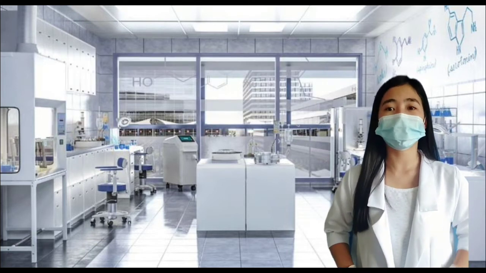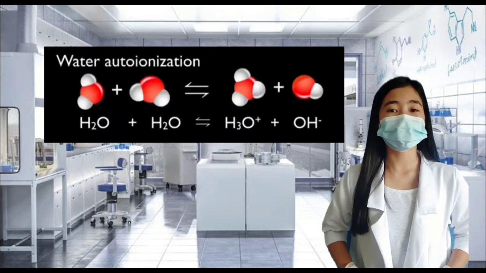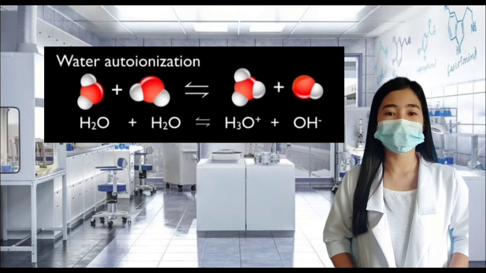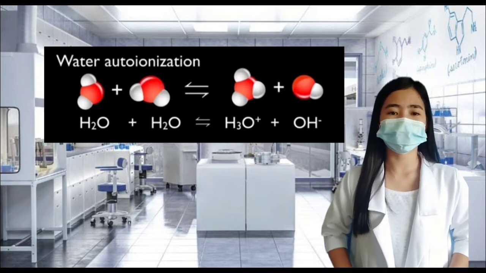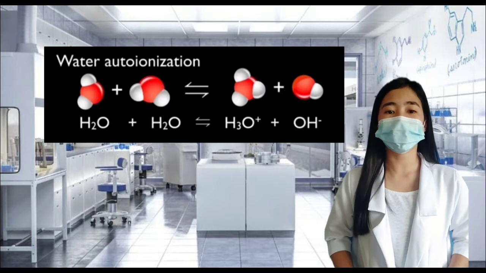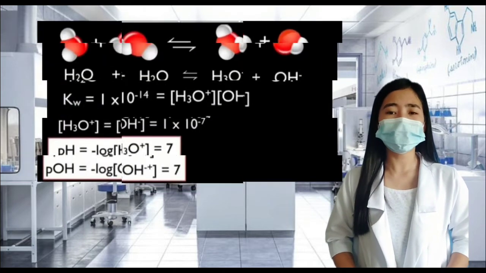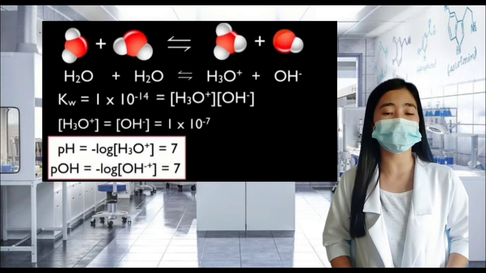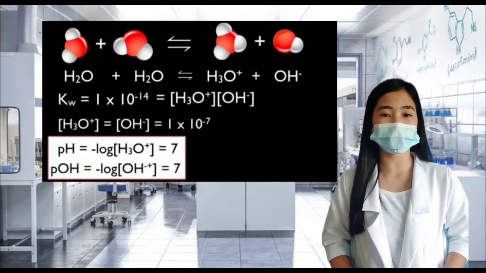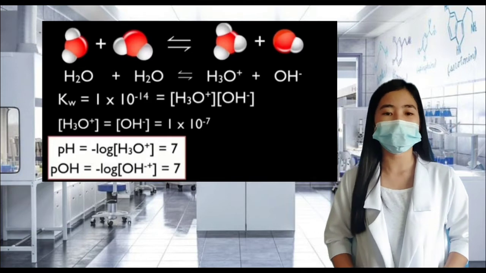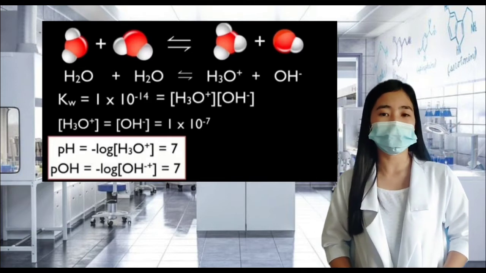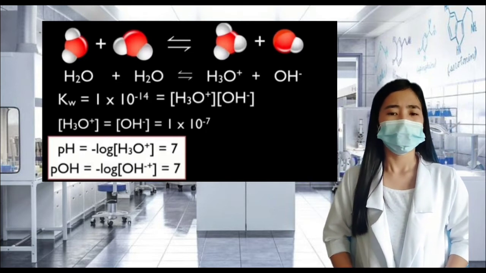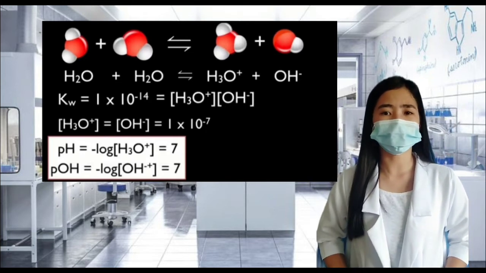So take a look at the reaction. H2O plus H2O gives the products H3O+ and OH-. What we are doing is donating a proton to another water molecule. If you look at the illustration, we are forming hydronium, and the one that loses a proton becomes hydroxide. And we can measure the K value of this, which is equal to 1 times 10 to the power of negative 14, which is a very, very small value.